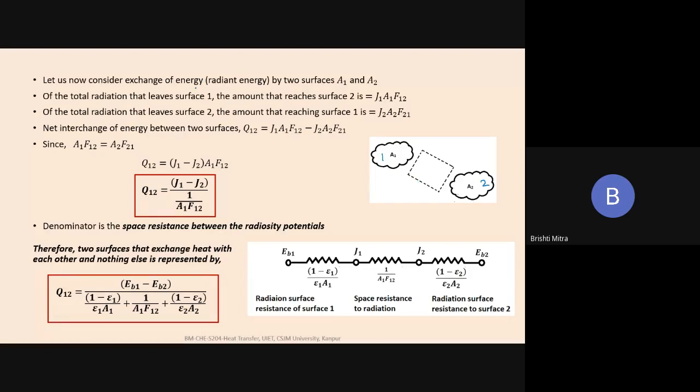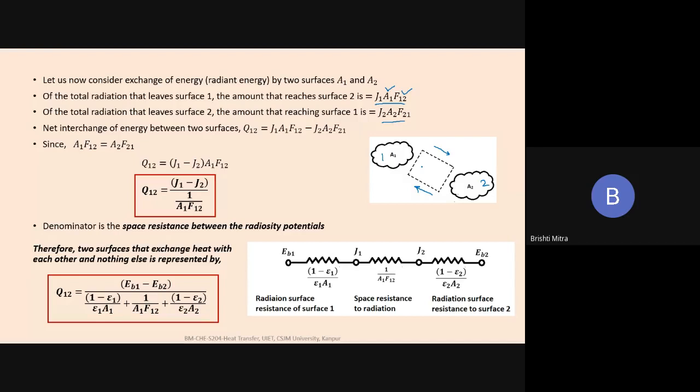How do we try to understand this? Of the total radiation that leaves surface 1, the amount that reaches surface 2 is J1 A1 F12. This is the amount of radiation leaving surface 1, which is my radiosity. I told you radiosity is what is leaving surface 1, multiplied by the area and the view factor. This is going from 1 to 2. Now, the total radiation leaving surface 2 and reaching surface 1 is J2 A2 F21, going from body 2 to body 1.